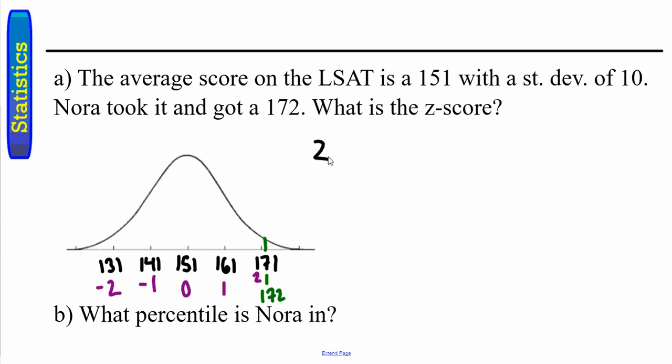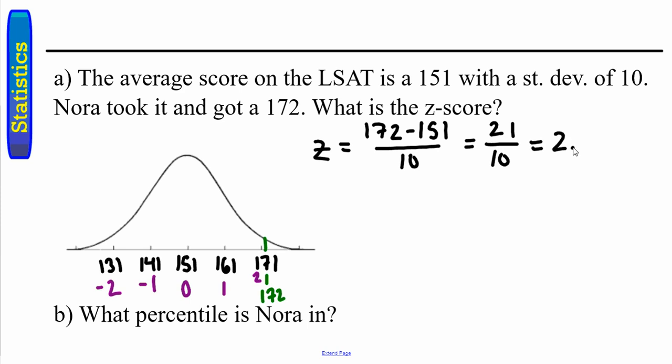So the z-score is your actual value, in this case a 172 minus 151. So she scored 21 points above average. One standard deviation is 10, so if we divide 21 divided by 10, we'll see that she was 2.1 standard deviations above average. That would be, she had a z-score of 2.1. Second question asks, what percentile is Nora in?